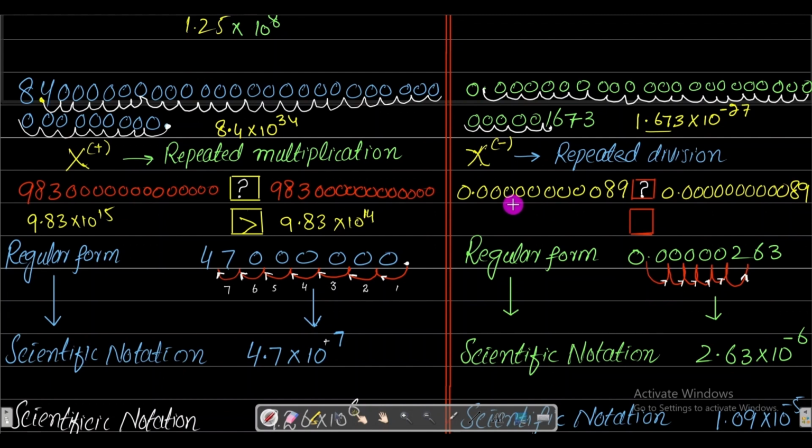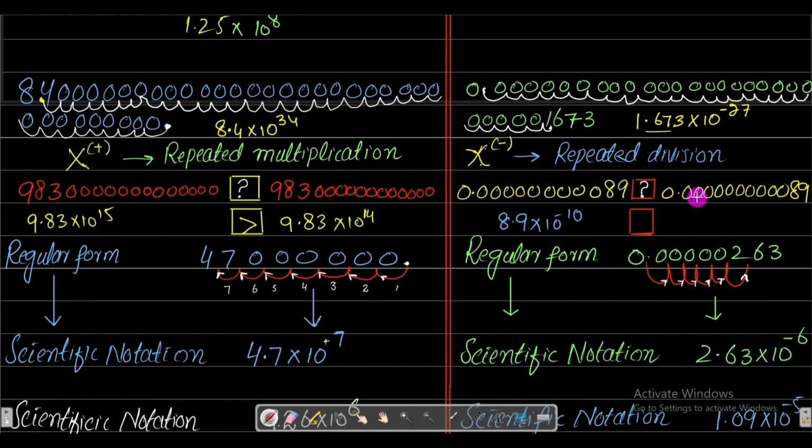Or this number is greater than this. But if we write this in scientific notation, then we can easily say that this number is greater than this. So for the scientific notation of this, we will take this point, and this is the first step, second, third, fourth, 5, 6, 7, 8, 9, and 10. So 8.9 multiply 10 power minus 10.